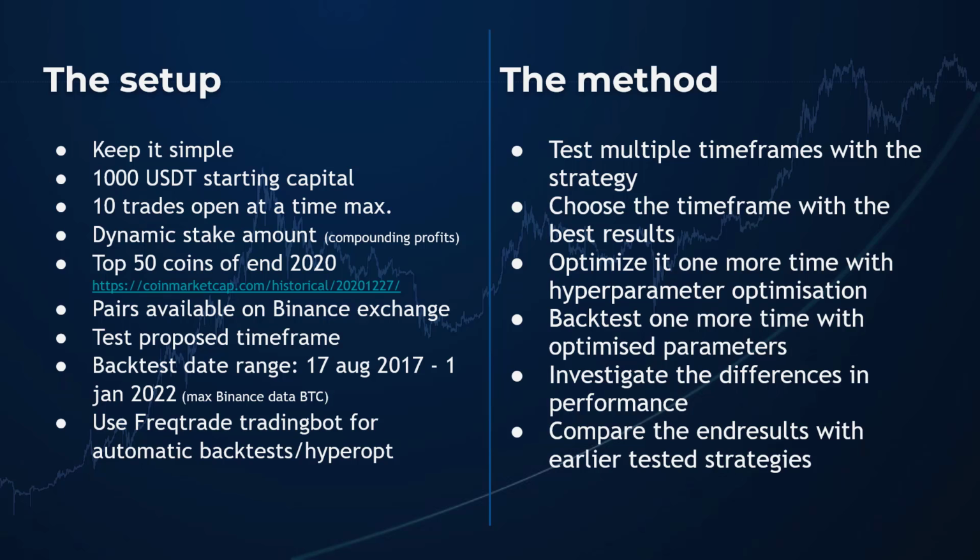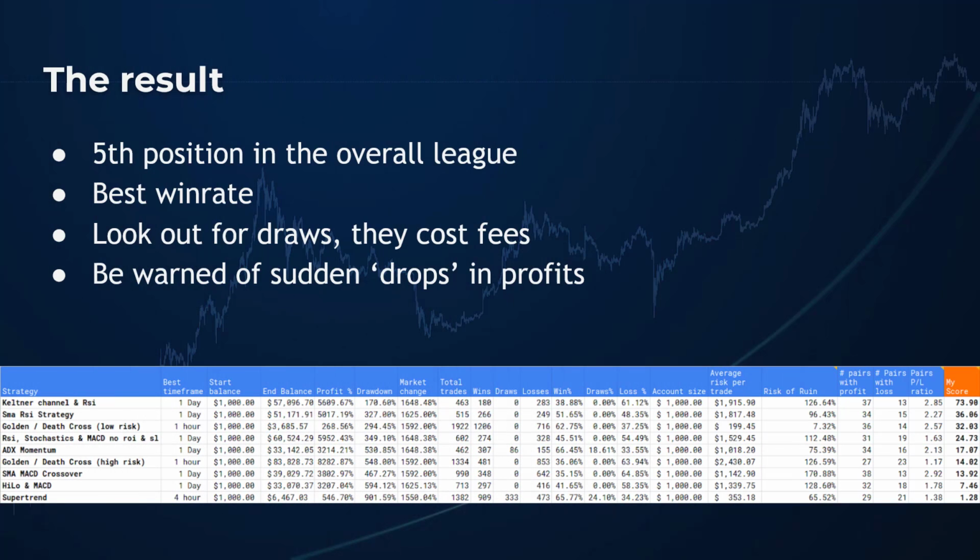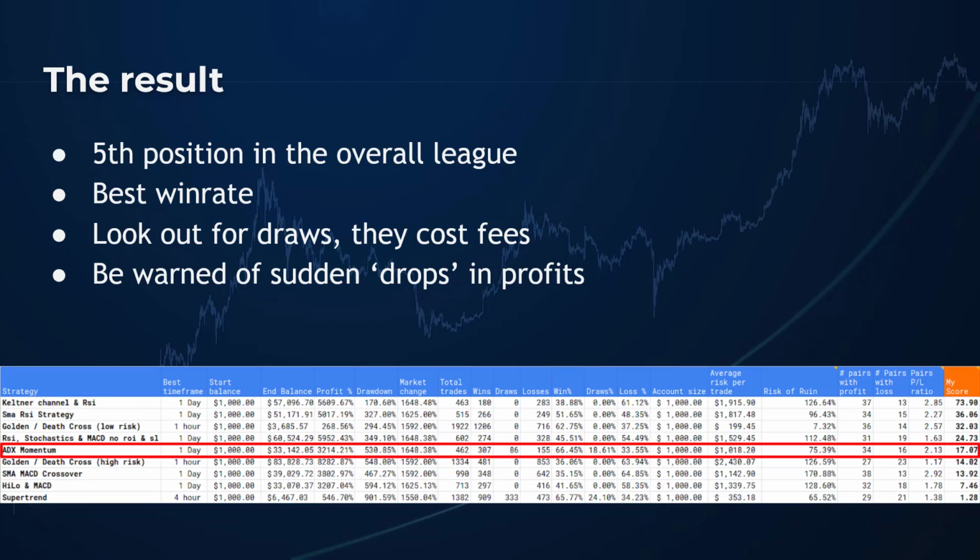So, with this out of the way, let's see how this ADX Momentum strategy performs in comparison with my earlier tests. The ADX Momentum enters the overall strategy league in the 5th position. The most noteworthy is the win rate, which is the highest of all strategies so far. But I must admit that this is only the result of the hyperopt session, which tweaked a lot of parameters. I think these results are mainly because of the tweaked ROI settings.